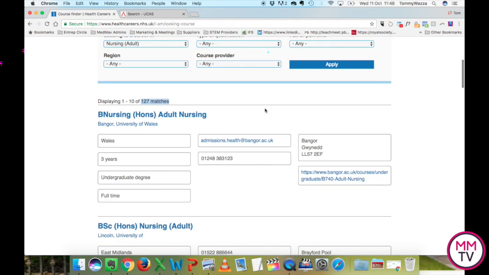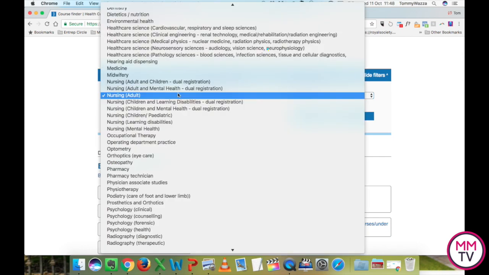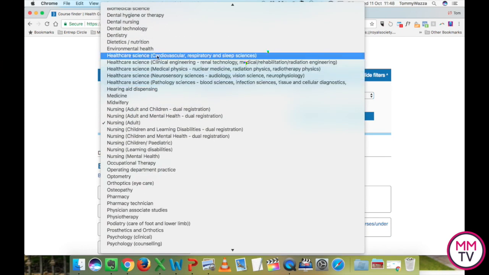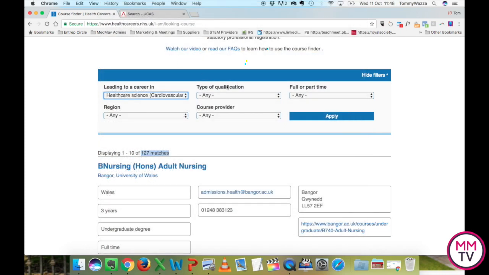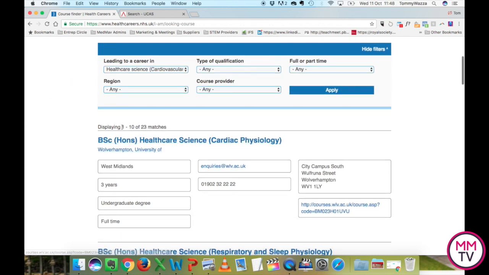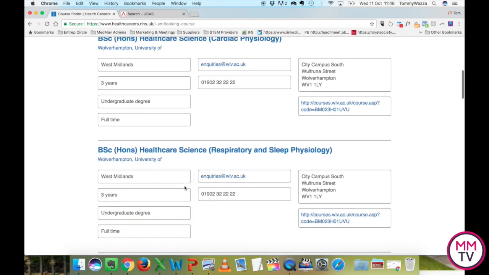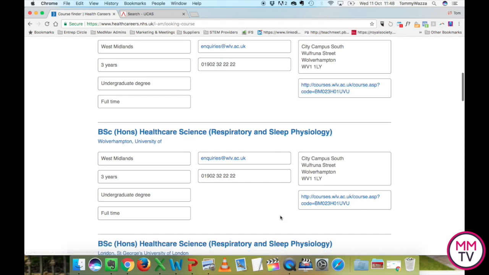And then of course you can go to UCAS and do exactly the same thing. But let's just have a look at this here again, because we just looked at healthcare science at cardiovascular. So let's just see what happens when we search for that. Let's click apply on there as well. There we go. It's got 23 universities there that do healthcare science in cardiac physiology. Okay, University of Wolverhampton, first one up, that's my hometown university, that's where I studied, awesome university there. And then it's got respiratory and sleep physiology.